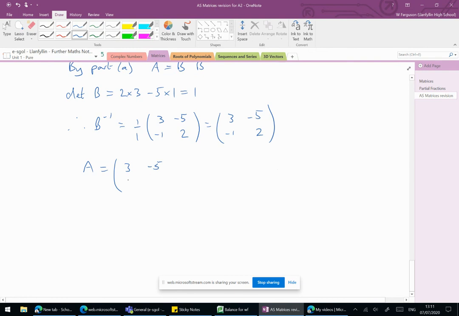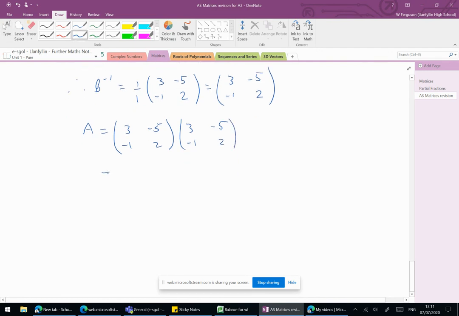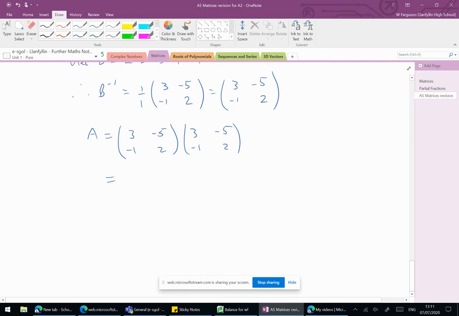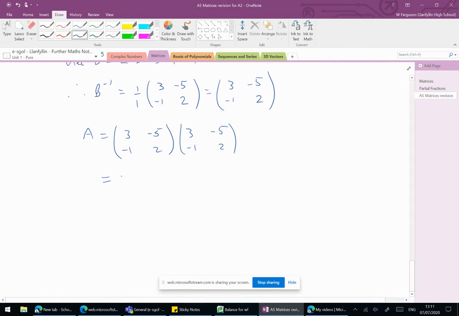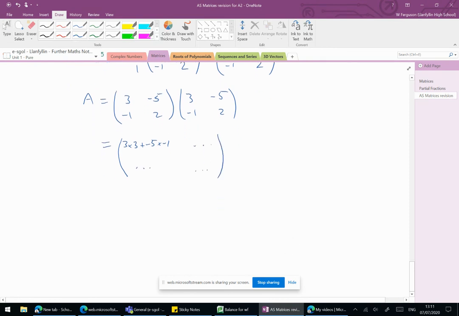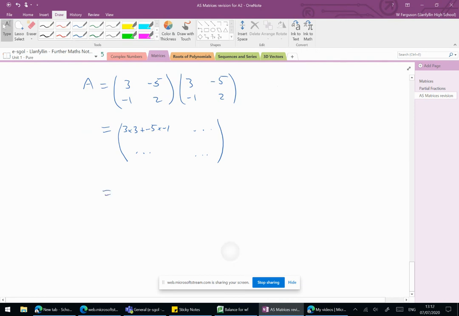And then to calculate A, all I need to do is multiply 2 of these together. So 3, minus 5, minus 1, 2 times another 3, minus 5, minus 1, 2. And across the rows of the first matrix and down the columns of the second matrix, 3 times 3 plus minus 5 times minus 1, and so on for the other positions. I'm not going to fill all of those in there. You can see how that's going to work. And so that's going to give me 3 3s are 9 plus 5 1s are 5. So that's going to give me 9 plus 5 is 14.